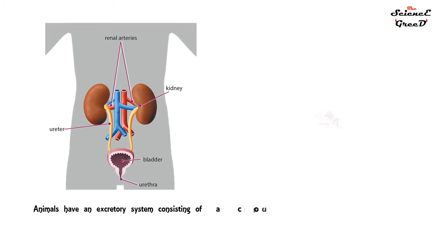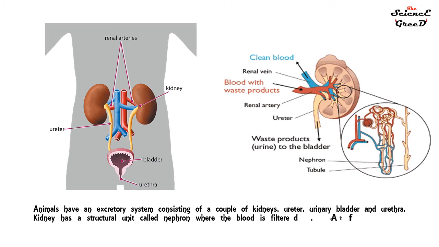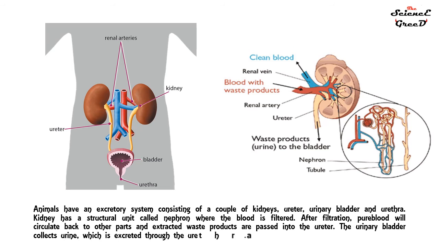Animals have an excretory system consisting of a couple of kidneys, ureter, urinary bladder and urethra. Kidney has a structural unit called nephron where the blood is filtered. After filtration, pure blood will circulate back to other parts and extracted waste products are passed into the ureter. The urinary bladder collects urine, which is excreted through the urethra.